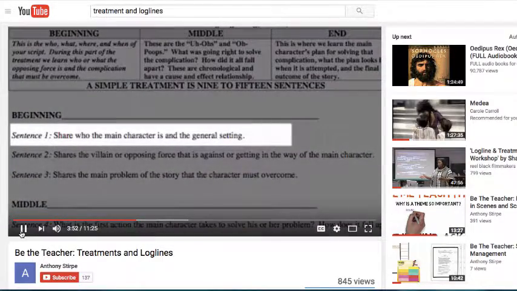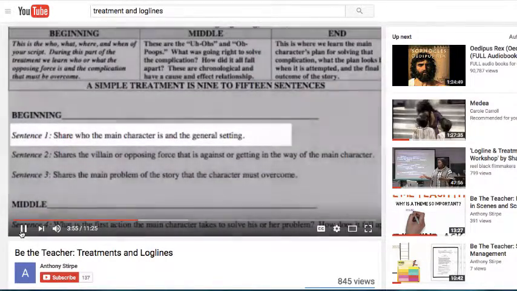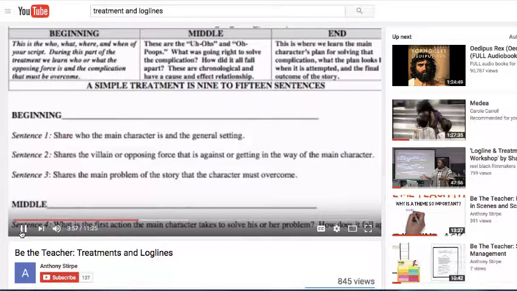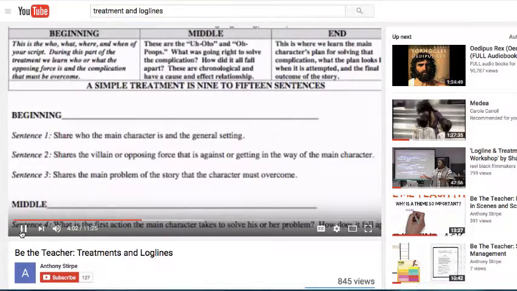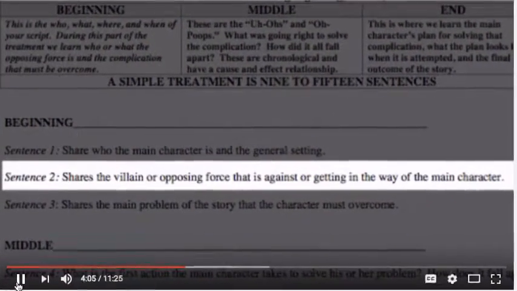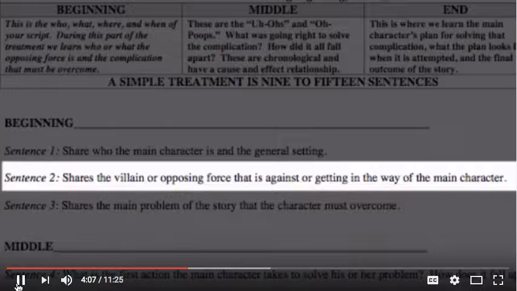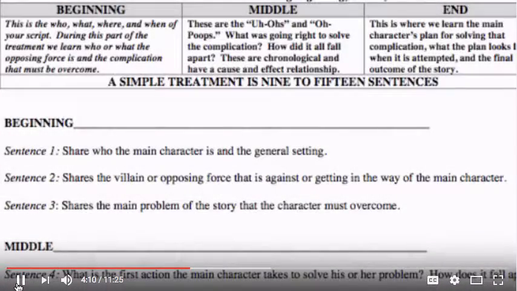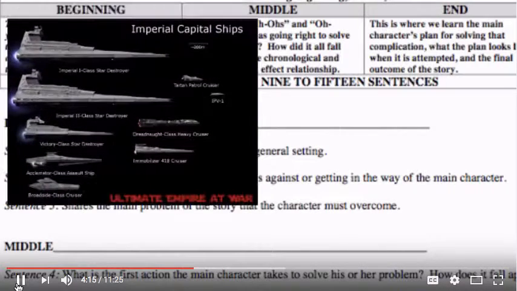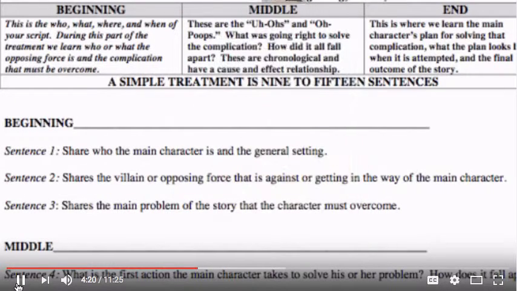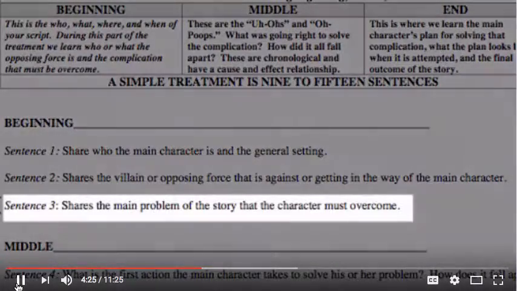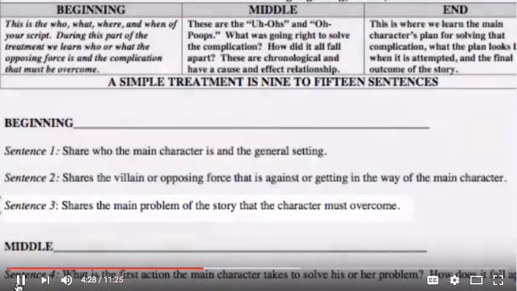First, you should start with a sentence that shares the main character and the general setting. Long ago, in a galaxy far, far away, there was a boy named Luke Skywalker. Usually, we also get a glimpse of the villain or the opposing force that is against or getting in the way of the main character. In this case, if we're going to continue with Star Wars, you have the evil Empire and Darth Vader, and we'd put that into a sentence, and we'd say a little bit about how they're getting in Luke's way. Finally, you get to one of the most important parts of your entire treatment, the main problem of the story that the character must overcome.